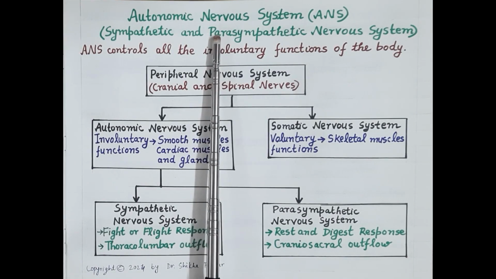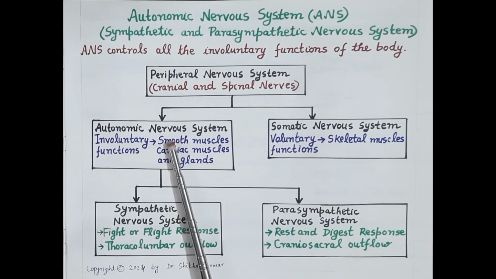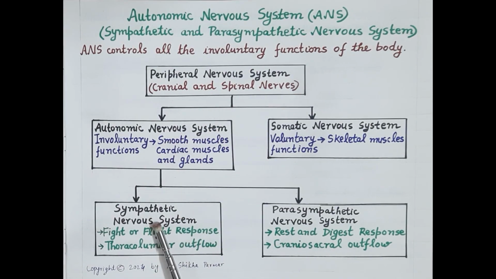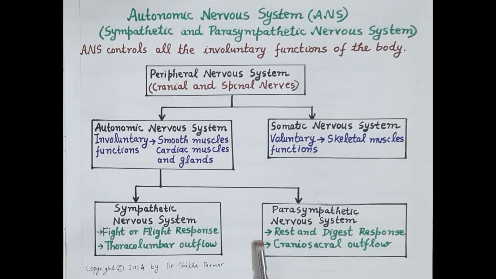Hello students, in today's video we are going to study the structure or the anatomy of the autonomic nervous system. As we all know, the autonomic nervous system is of two types, sympathetic nervous system and parasympathetic nervous system. So in today's video we are going to study the structure or anatomy of the sympathetic nervous system and parasympathetic nervous system. Now first look at this schematic diagram.